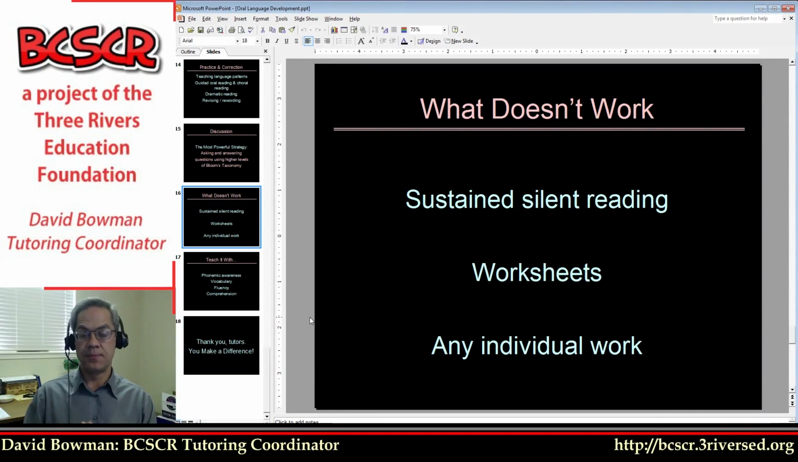Some things that don't work. Much like sustained silent reading doesn't do much to improve comprehension skills, it also doesn't do much to improve oral language skills. Any kind of worksheets or any type of individual work also doesn't have a positive effect on oral language development, because it doesn't give the chance for that analysis and practice and correction. It doesn't give the chance to interpret others' messages and to communicate one's own ideas. So those really don't contribute to oral language development.